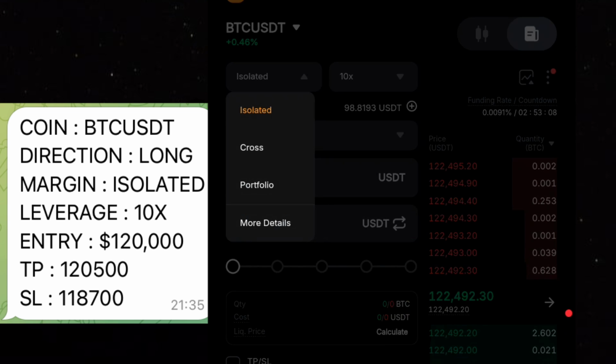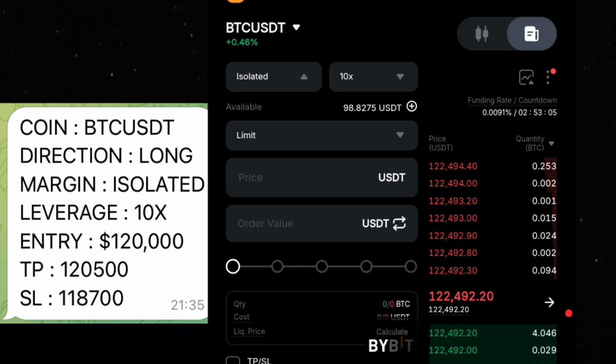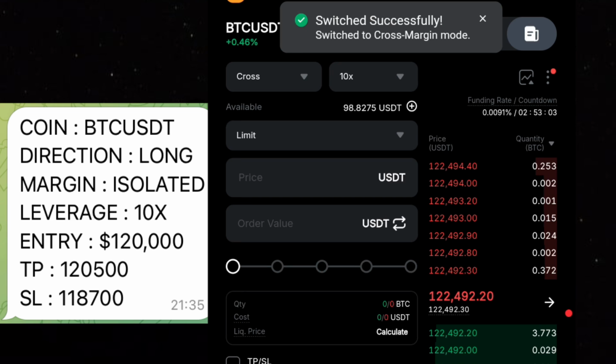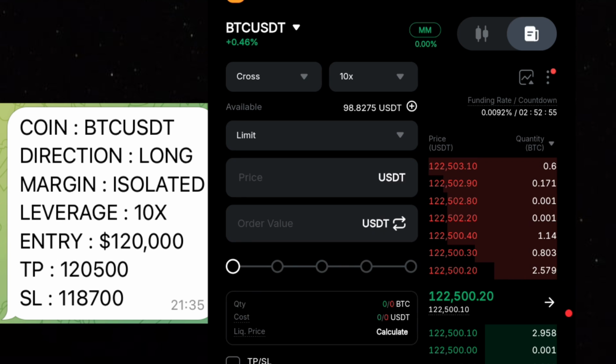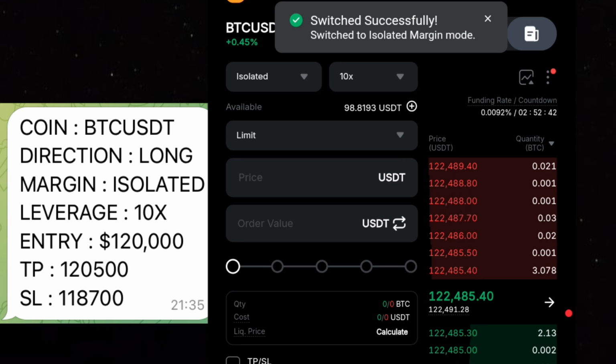But if you choose to use cross, which is the next one, instead of isolated, it simply means that if I'm going to trade with 50 USDT and things start going wrong and I've lost my 50 USDT, cross will eat into the remaining 48 USDT that you're not even using to trade. So that is the disadvantage of cross. So I prefer using isolated. Okay, so you can see you can use isolated and 10x.